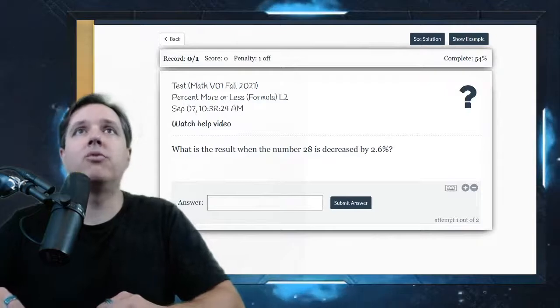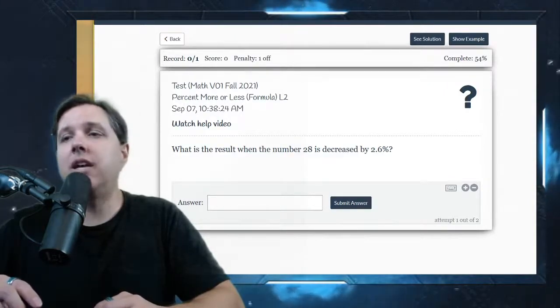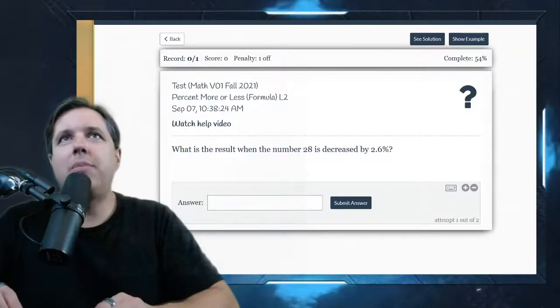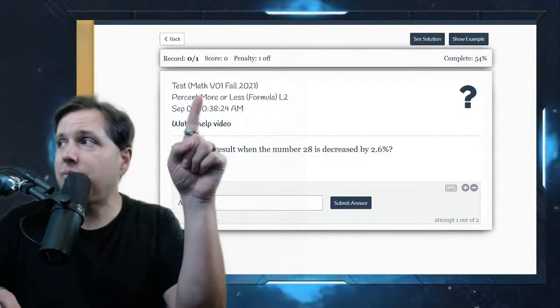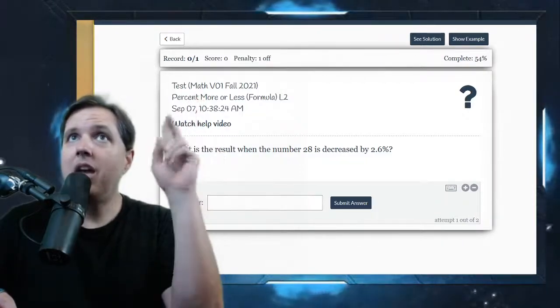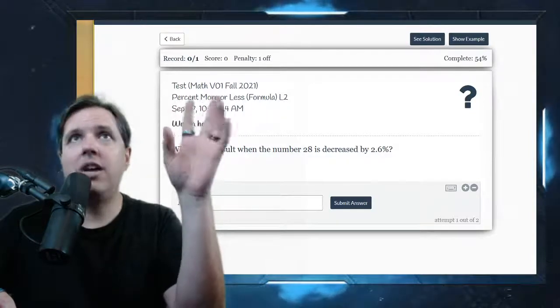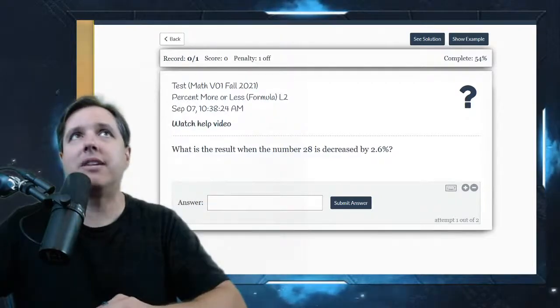All right, what do we have? What is the result when the number 28 is decreased by 2.6%? Again, you have to think your way through this. If I'm going to decrease by 2.6%, I have to first figure out what 2.6% is and then subtract that from 28. So there are two steps here. It doesn't tell you those steps. You have to be able to think through those steps and make sense of them.